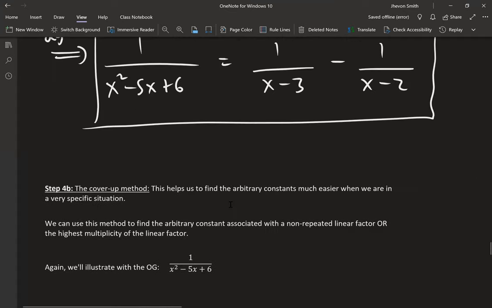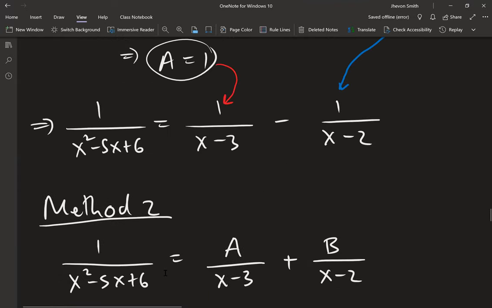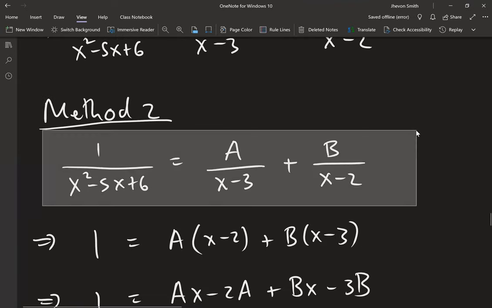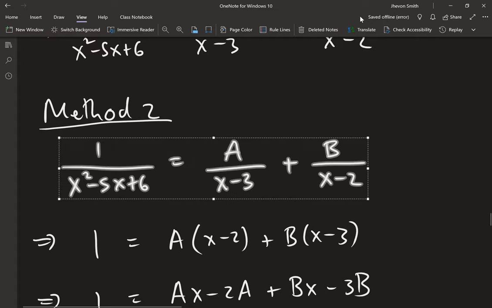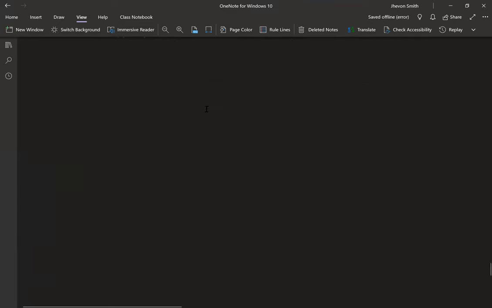So the cover-up method is a really cool thing. Yesterday's class ended with us figuring out how to break up one large fraction into some generic smaller fractions where we only know about their denominators, but their numerators might be unknown to us at first. And so we have to find a way to figure out what the numerators were. I told you two standard methods for approaching that situation. There is another method, called the cover-up method.